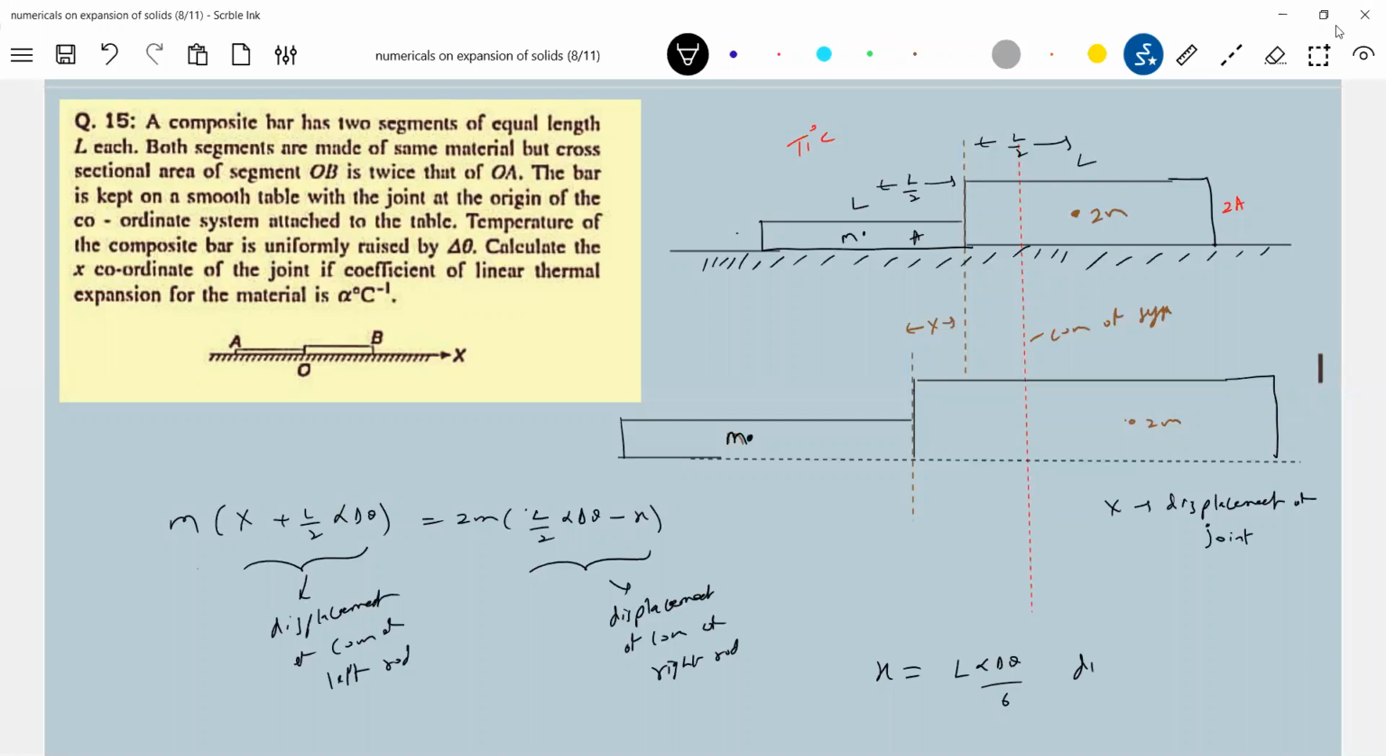Joint displacement of joint, already I have written, no? Center of mass of system will not undergo that. That's why I'm writing M1 x1 equal to M2 x2, or M1 delta x1 equal to M2 delta x2. What are delta x1 and delta x2? Displacement of center of mass. Here what happened? The length here will expand and also the joint will move. So therefore I should take this one. Here this will expand and the joint will shift towards left. That's why the negative sign.